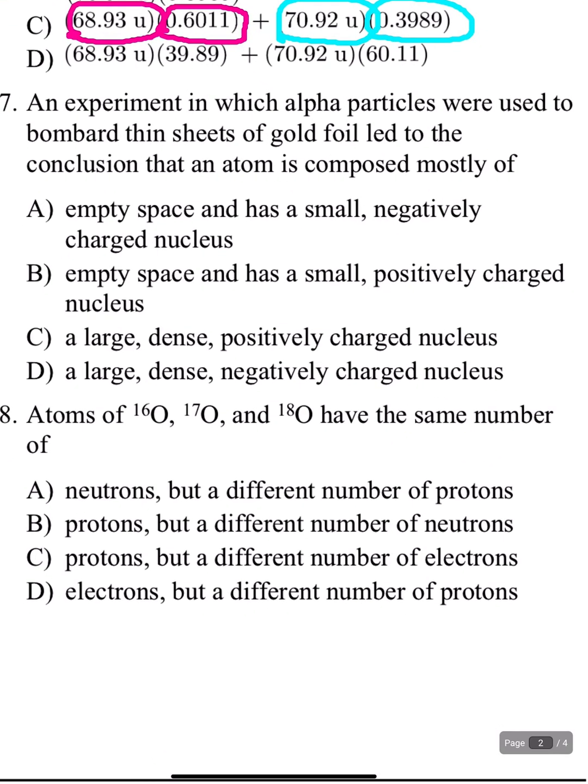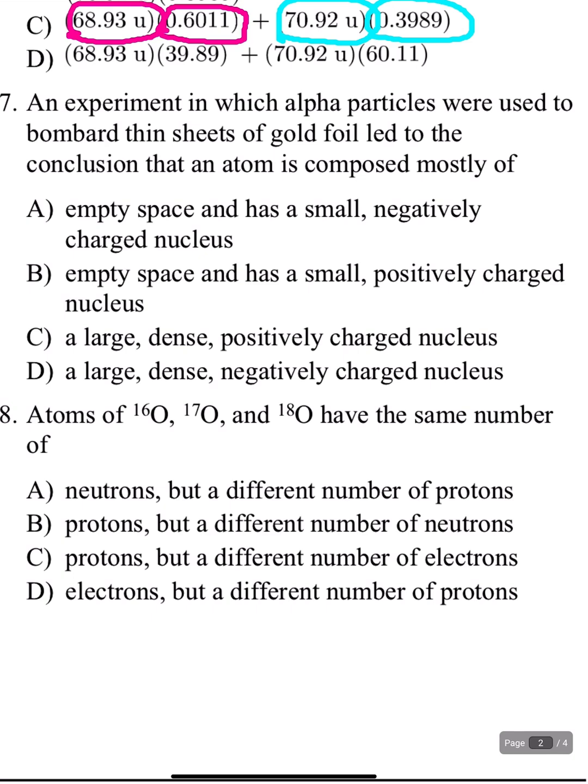17. This is asking for the conclusion of the Goldfoil experiment. So the Goldfoil experiment led to the conclusion that an atom is mostly composed of, and this is that most of the alpha particles went through, but some were deflected. So most went through, but some were deflected.